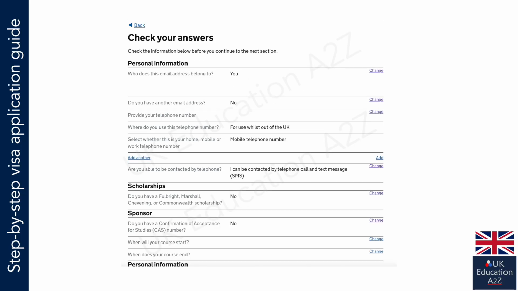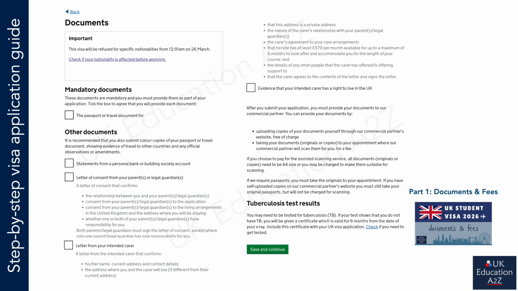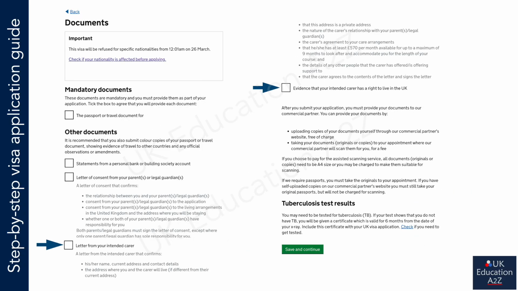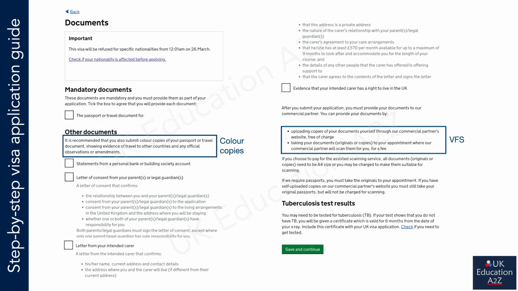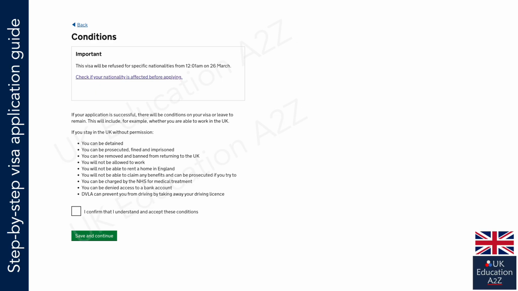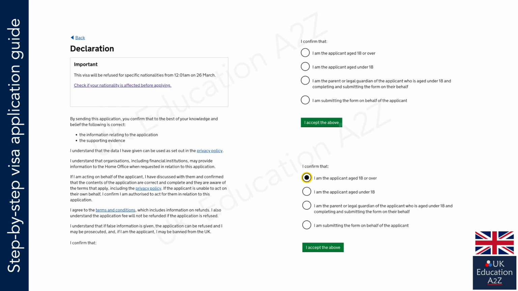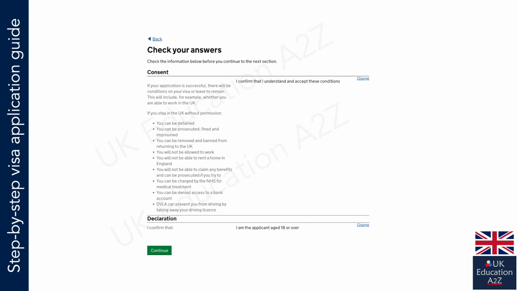You will then review your answers, declare your maintenance evidence, and check the list of required documents, including your passport and TB test results. Some documents apply only to under 18 applicants. You can upload the documents yourself via UKVI's commercial partners such as VFS Global free of charge, or you can ask them to upload them on your behalf, but they will charge you for this service. Finally, you will agree to the visa conditions and declarations and proceed to payment. Once you leave this page, you will not be able to make any further changes to your application, so make sure that you have completed your application correctly.